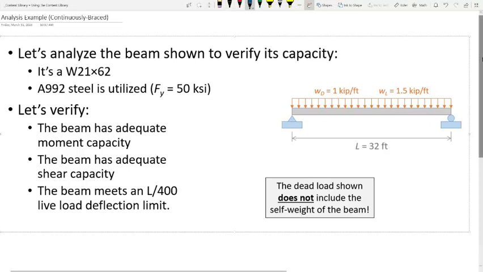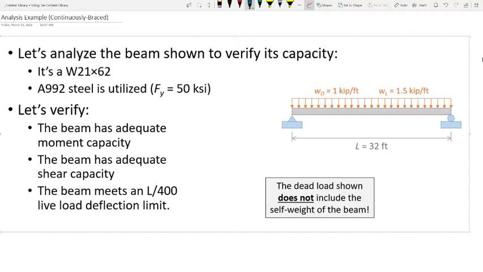I want to assess whether or not the beam has adequate moment capacity, adequate shear capacity, and whether or not the beam meets an L over 400 live load deflection limit. There's a lot to chew on there. We'll take that one later.